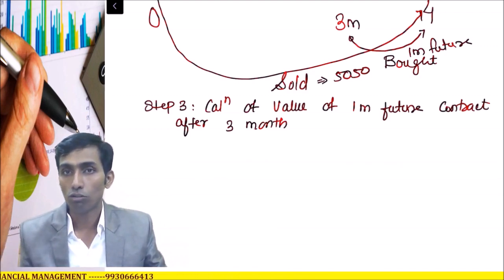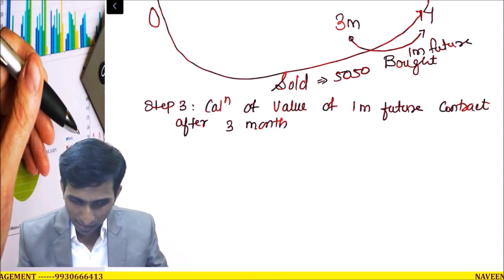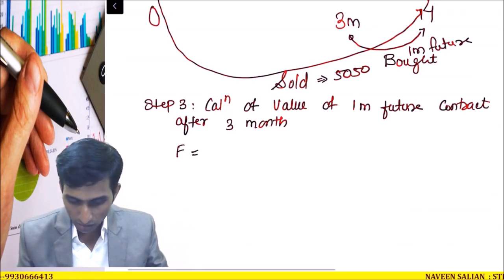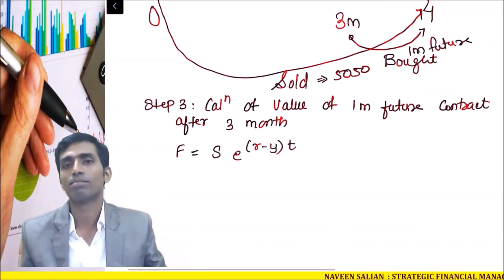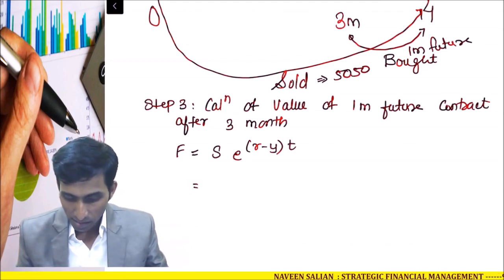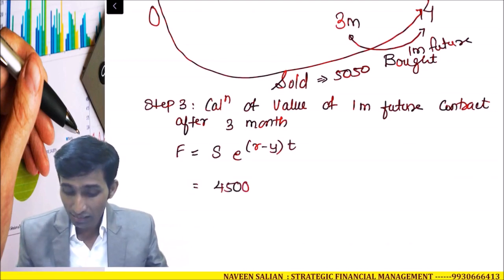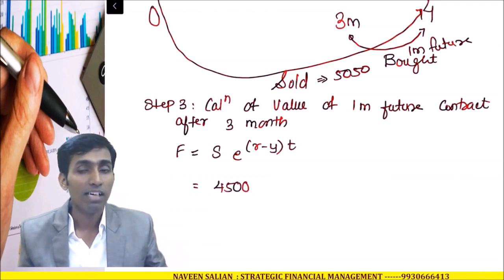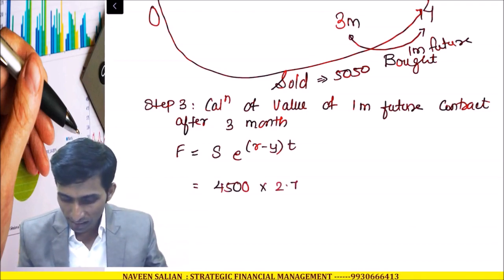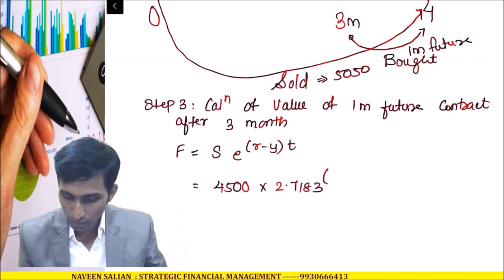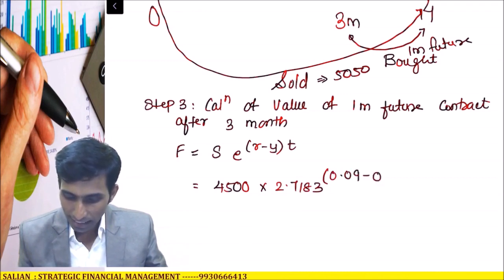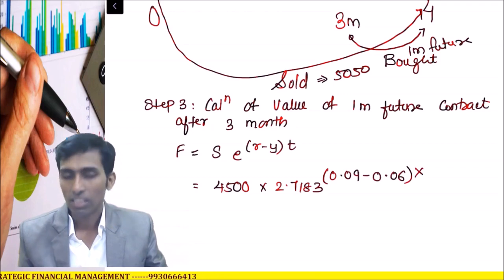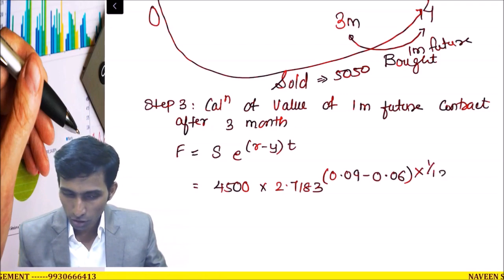Let us check what price we are getting at the end of 3 months of the 1 month future contract. So the same way I will calculate the future value, that is spot into e raised to (r minus y) into t. So the spot is 4500, which is given in the question. The second part, 5600 into 2.7183 raised to, the risk free rate was I think 0.09, and the dividend yield was 0.06, into, this time I am calculating a 1 month future contract price, so it will be 1 upon 12.